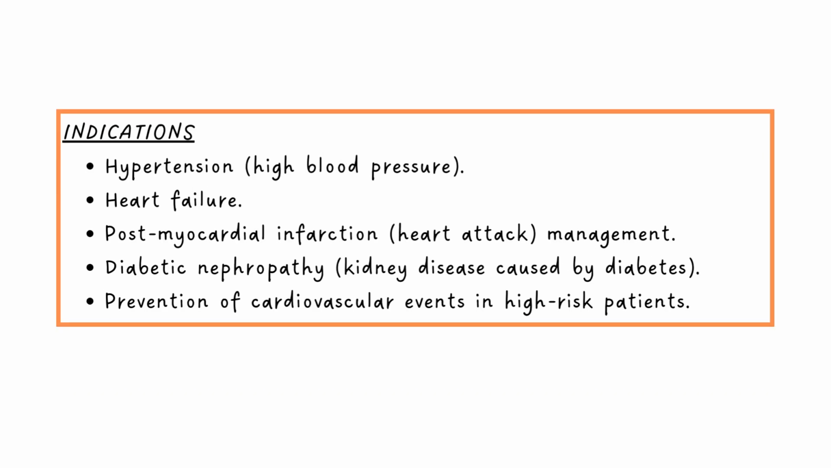So why may a patient be prescribed an ACE inhibitor? Or why may you be prescribing an ACE inhibitor? So this patient might have hypertension, which is also known as high blood pressure, or heart failure. They may be post-heart attack or post-myocardial infarction as part of the management of that. They might have something called diabetic nephropathy, which is a kidney disease caused by diabetes, and it could also be for the prevention of any future cardiovascular events in high-risk patients.